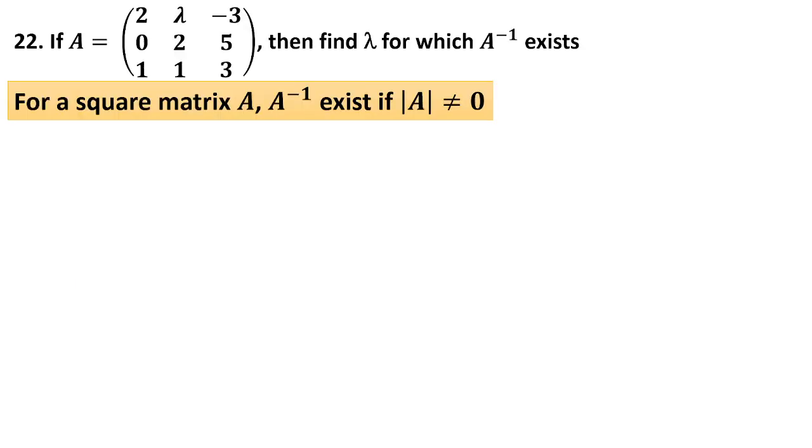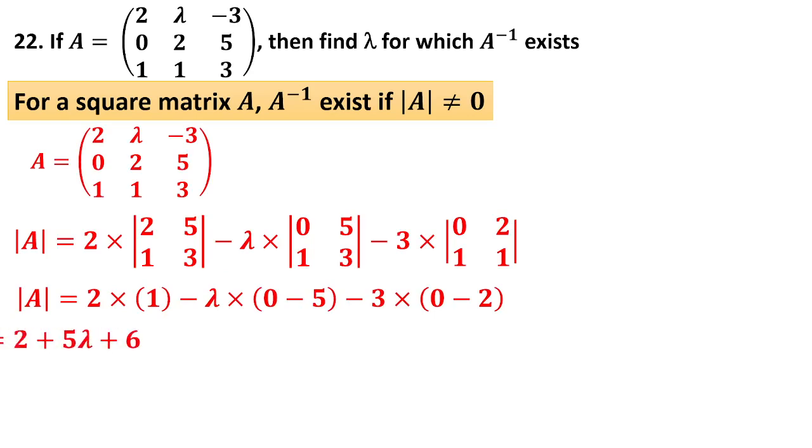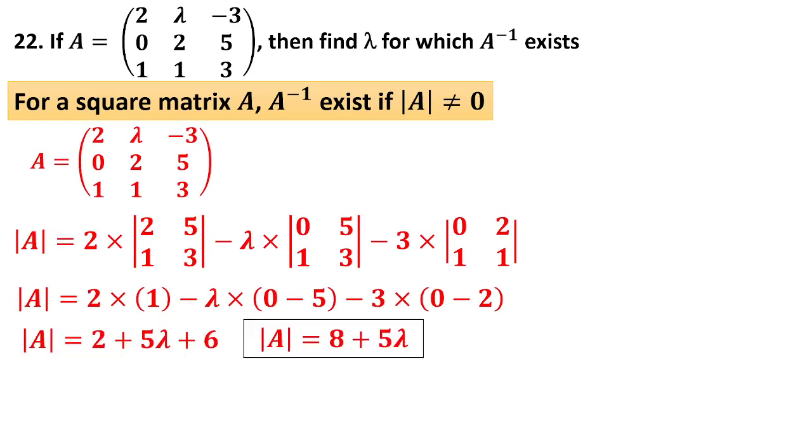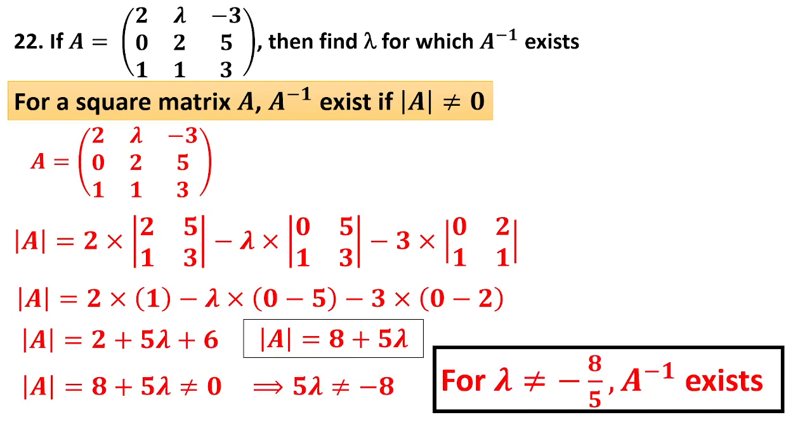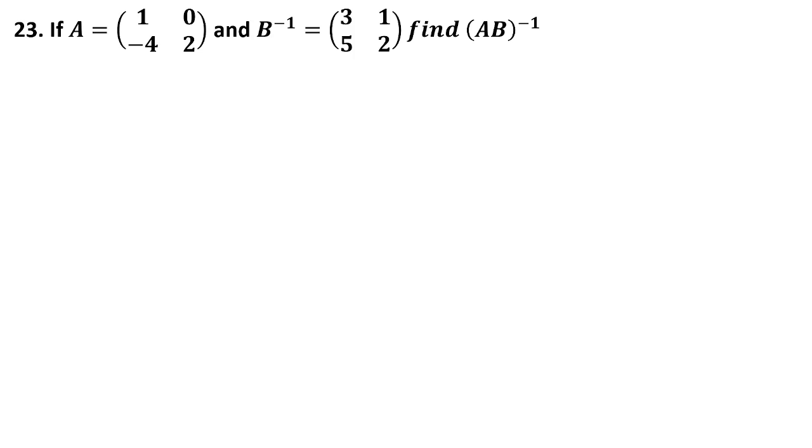Okay, now A is given, find lambda for which A inverse exists. All of you know that for a square matrix, inverse exists only when determinant A is non-zero. Let us find determinant A, and not equated to 0, then 5 lambda is not equal to minus 8, therefore lambda is not equal to minus 8 by 5. Therefore this is the value of lambda for which the matrix will have an inverse.